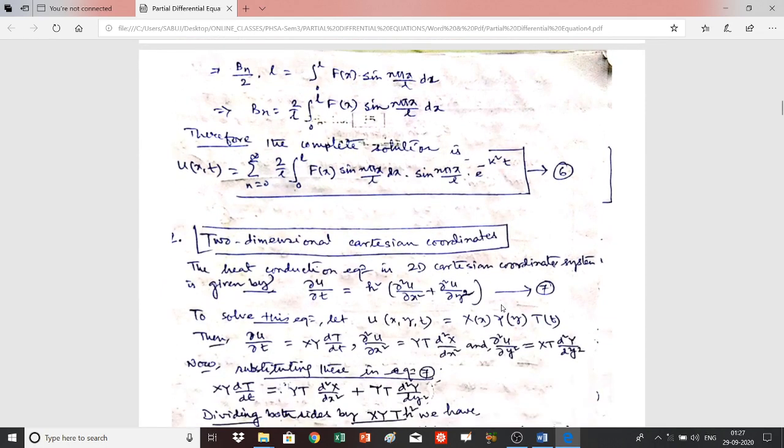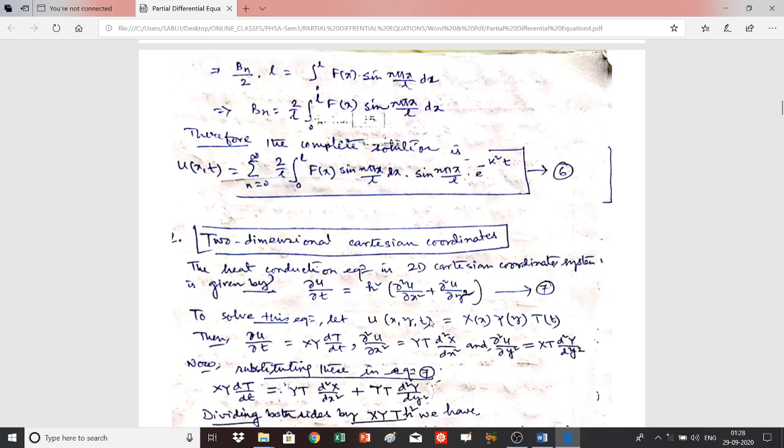Now come to the two-dimensional Cartesian coordinates. You can easily understand that in the two-dimensional Cartesian coordinate system, the heat conduction equation is given by del u by del t equal to h square times del 2u by del x square plus del 2u by del y square. In this case both the coordinates x and y will be there, and obviously u is also a function of t. So u is a function of x, y, and t.